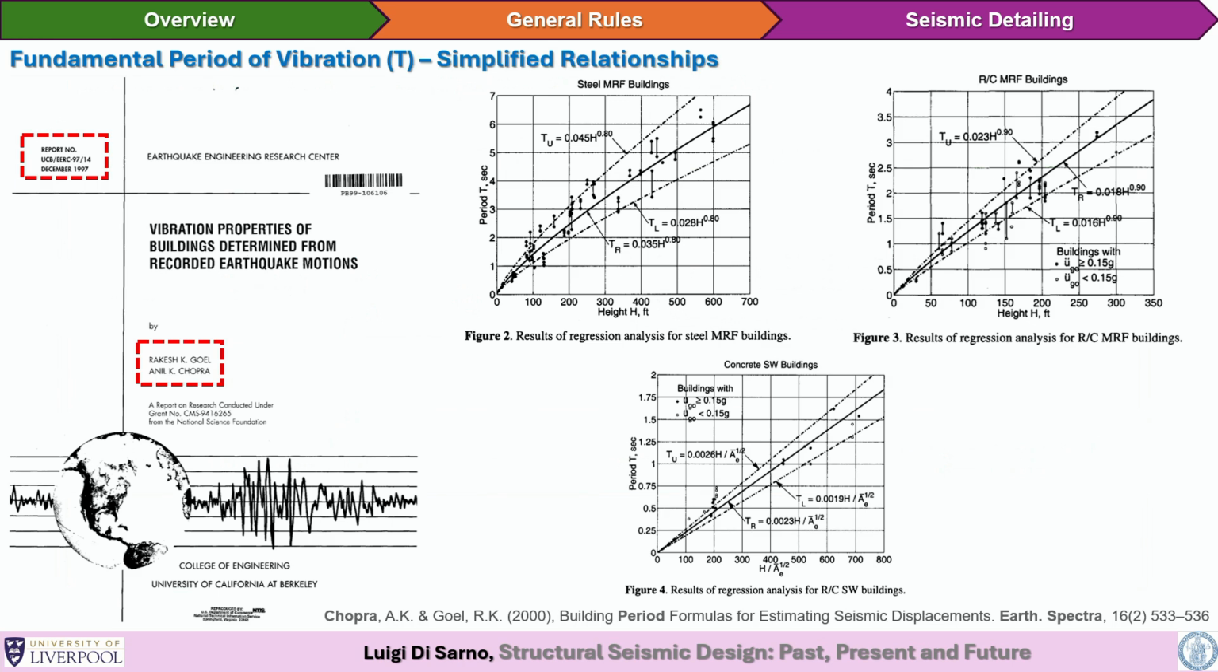And this was based on another seminal work of Chopra and Goel, 1997, as shown here. This is another available for free on the internet. And this is a report from Berkeley where you may find a collection of data of different structural systems. Here, MRF, moment resisting frame buildings, and here what you have is the period of vibration versus the height, because typically the period will depend on the height, not only on the height, but typically that's the most governing parameter. And all these dots are collected from site, instrumented buildings, and this has been done also for reinforced concrete moment resisting frames, and also for shear walls.